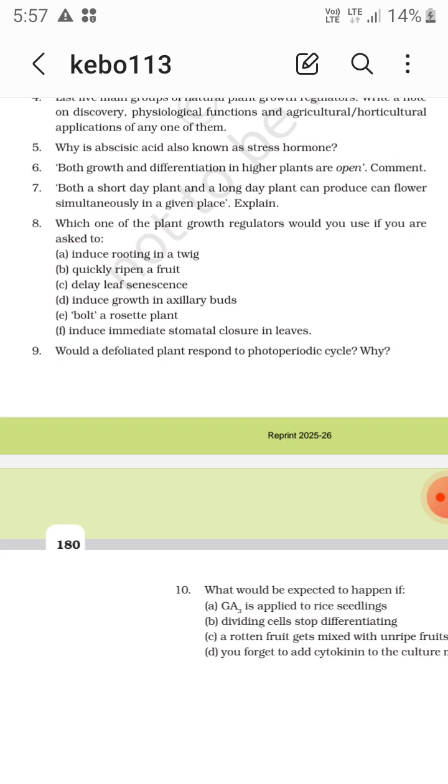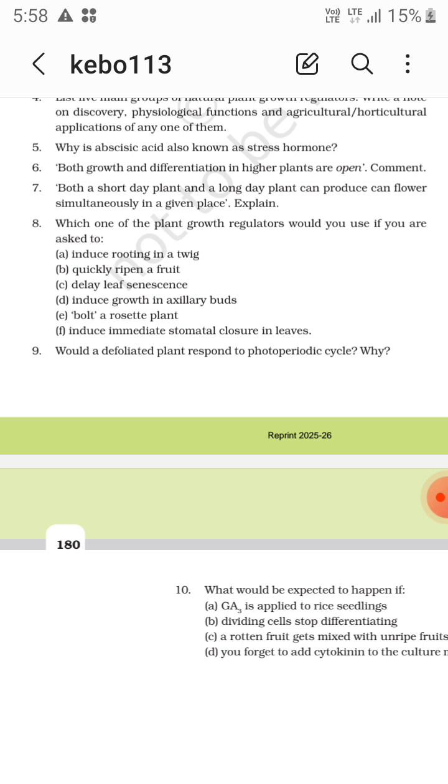Which one of the following plant growth regulators would you use to induce rooting in a twig? Induce rooting, that is auxin. Quickly ripen a fruit, that is ethylene. Delay leaf senescence, I guess it's cytokinin. Induce growth in axillary buds: that needs removal of the apical dominance caused by auxin, so it is cytokinin, not auxin.